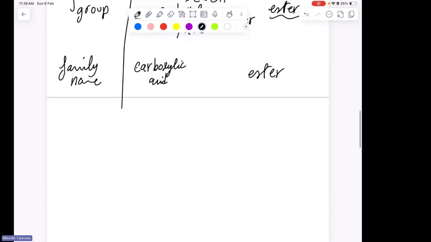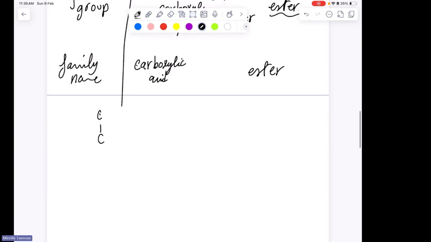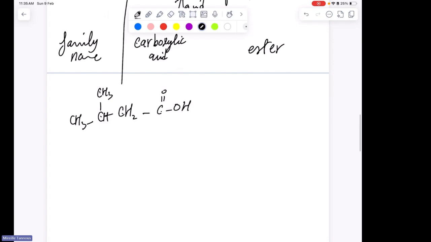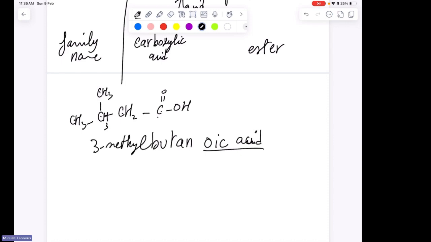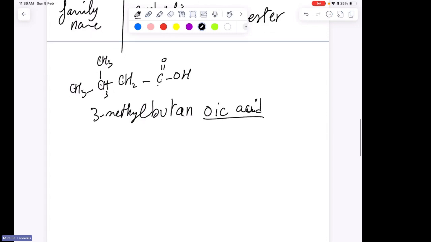So if I have a carboxylic acid, let's say I have this formula. This is going to be 1, 2, 3, 4, butane oic acid. So all carboxylic acids will end with "oic acid". And on the third, you have a methyl. So you say 3-methylbutanoic acid.